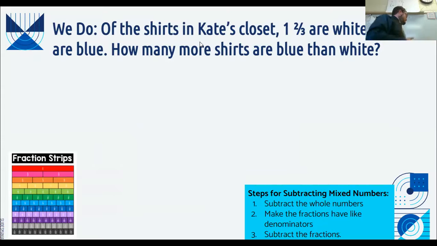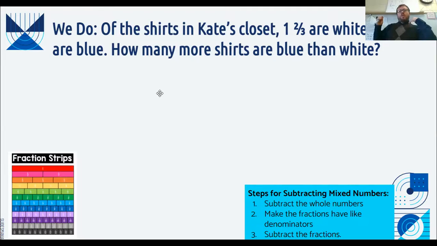The question says, of the shirts in Kate's closet, 1 2/3 are white and 2 1/6 are blue. How many more shirts are blue than white? So we know that she has more blue shirts, kind of like me. I have more blue shirts than white shirts. My wife criticizes me for this all the time.